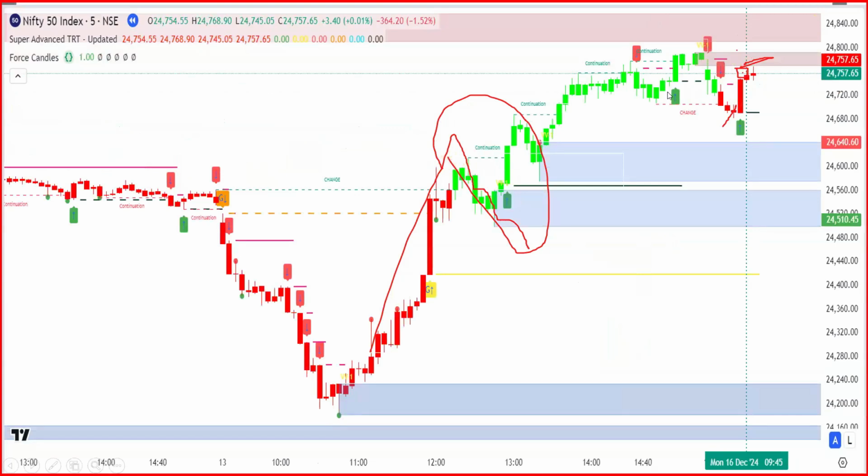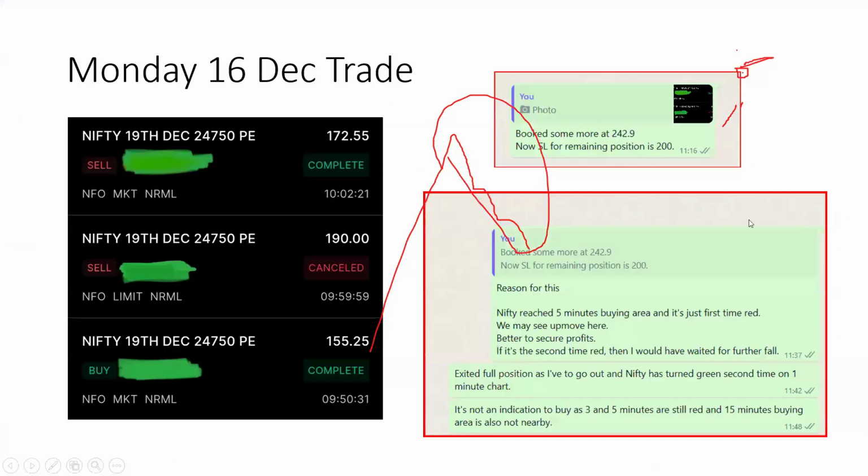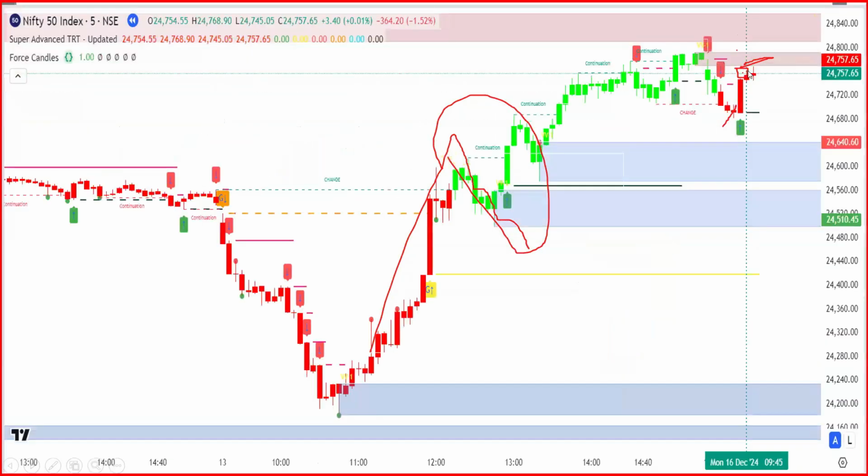Now, if I want to sell short, I said I will sell only in the selling area. This is the selling area printed on the 5-minute chart. This is the 9:45 candle. The 9:45 candle closes at 9:50 and I have taken entry. Say this is 9:50, 31 seconds, when the 5-minute candle closed.